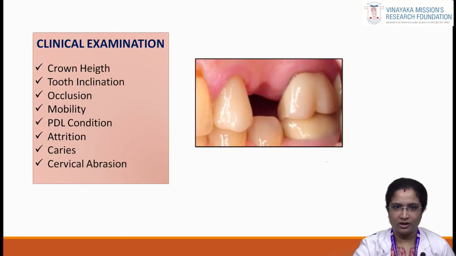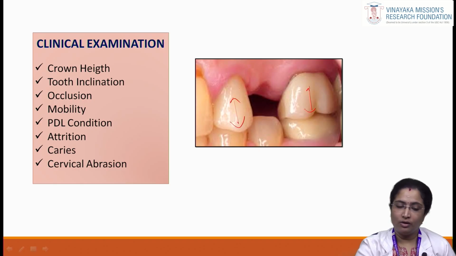In clinical examination, we have to see whether the abutment we are choosing has adequate crown height or not, or we have to see the inclination, how much it is inclined or whether it is in a correct vertical axis or not, the occlusion, whether the opposing tooth is supraerupted or not, mobility of the tooth, periodontal condition of the tooth, any attrition present, any caries present, either caries in enamel, dentine or root caries, or any cervical abrasion. All these factors have to be considered first before we go directly to planning an FPD.